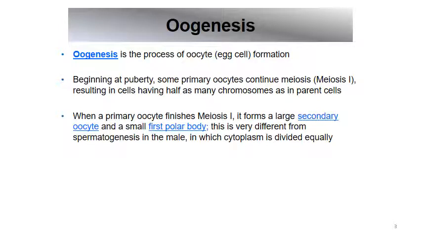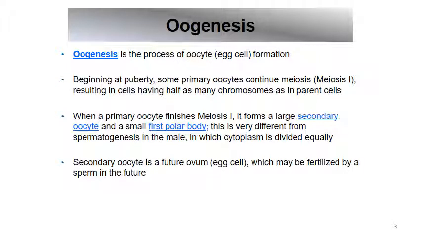When a primary oocyte finishes meiosis 1, now here this is a little bit different than in the male. You still form two cells, but one cell is larger. The larger one is the secondary oocyte, and then a small first polar body. This first polar body has nothing to do with the egg cell. It's only going to be that secondary oocyte that will get fertilized. The secondary oocyte is the future ovum or the egg cell, which may be fertilized by a sperm cell in the future.